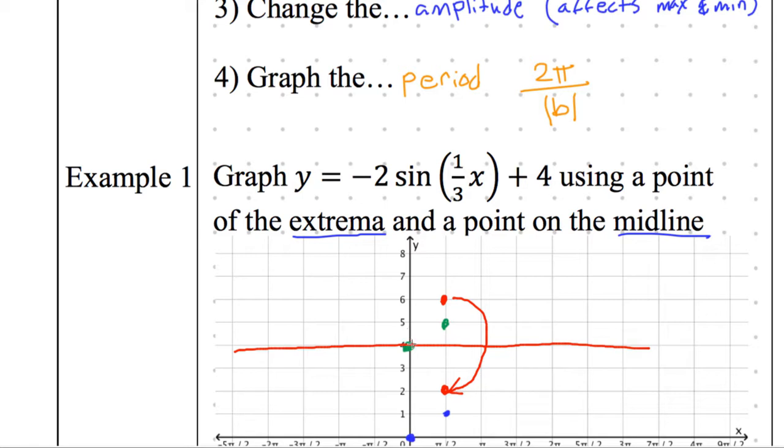And you can probably take the shortcut and say, oh, well, it normally goes up to 1. Well, multiply by -2, it goes down to -2.